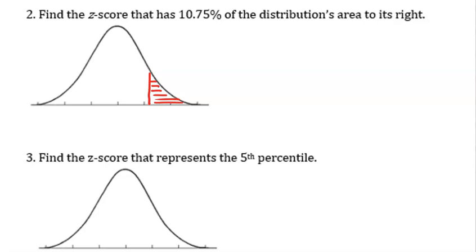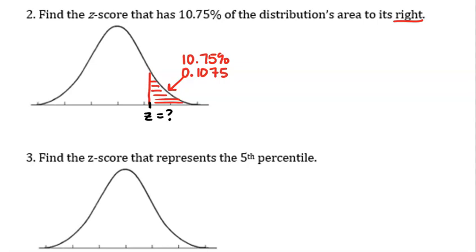Where over here off to the right in that shaded region is only 10.75%, whereas a decimal 0.1075 out of 1 off to the right, excuse me, because it's to the right here. And what we are interested in finding is what is this z-score?